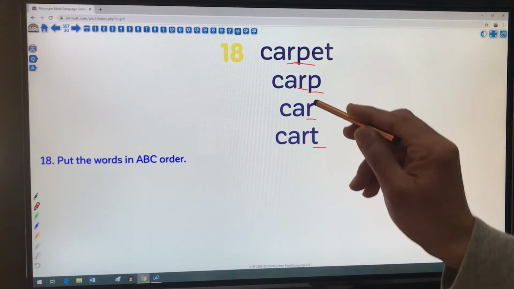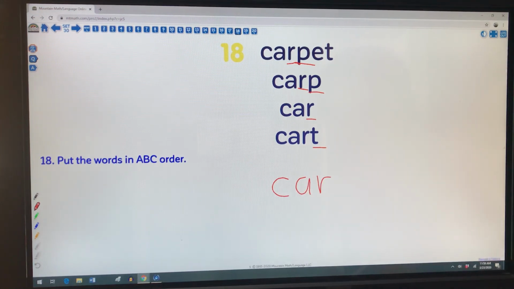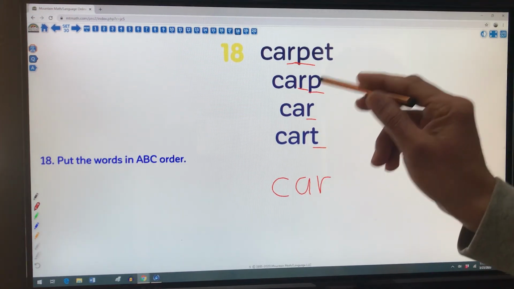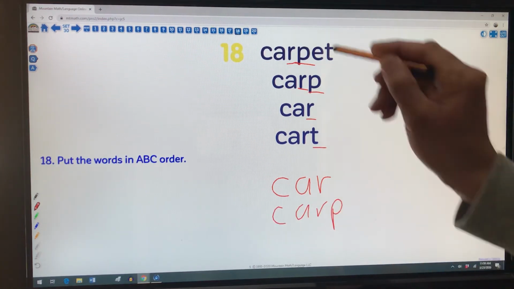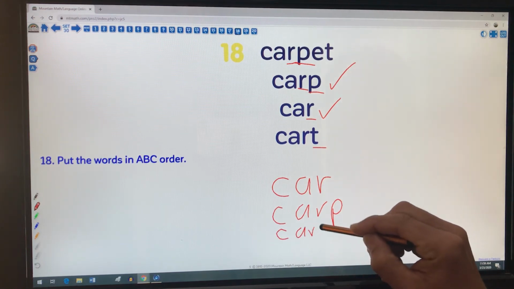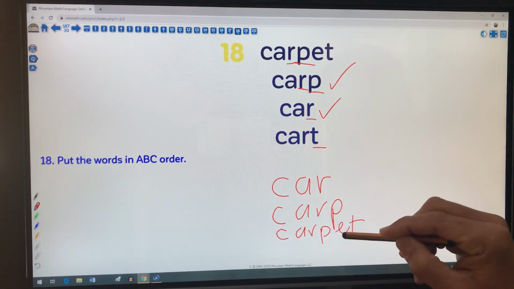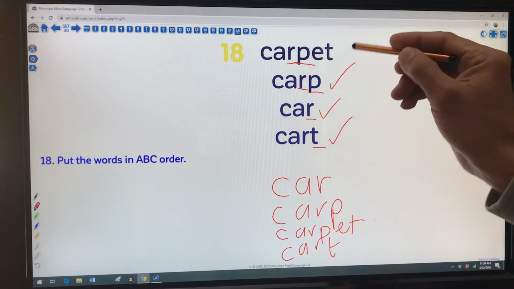Okay, so on the third letter, the car, C-A-R, is the same. So I'm going to put car first, and then the extra letters after it. There's the fourth letter. Carp, and then I can see carpet, because I had the extra letters after it, which means that cart has to be the fourth one.